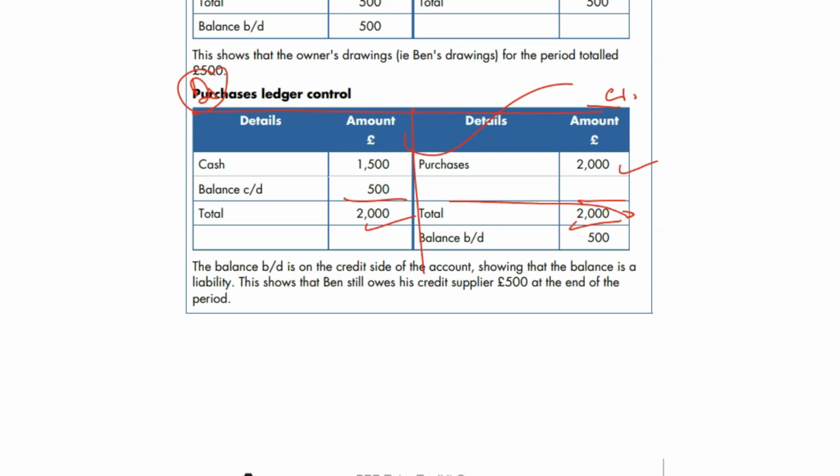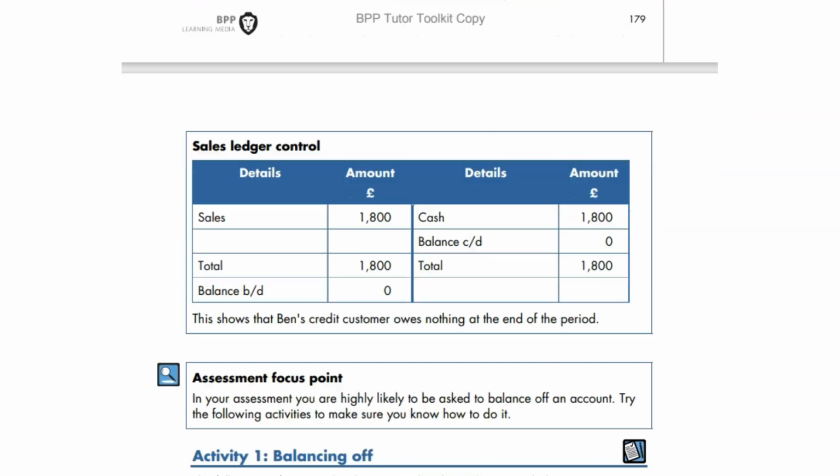2,000 written here, total written. 500 cash we paid, 1,500, 1,500 we paid. So taken away, remaining is 500. 500 we still owe to our supplier, right?